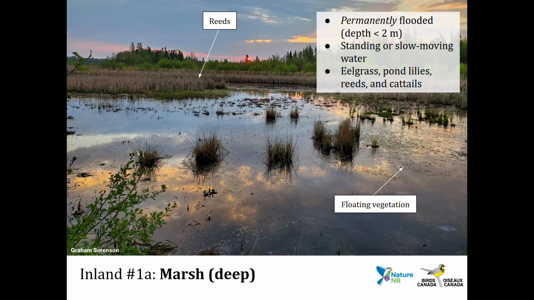So in the inland category, the first type is a marsh, and there are deep and shallow marshes. So deep marshes are permanently flooded to a depth of less than 2 meters. Marshes in general are characterized by standing or slow-moving water. And all types of marshes have reeds and cattails, this kind of tall vegetation growing along the edges. Deep marshes also have eelgrass and pond lilies, so this is vegetation that requires deeper water.